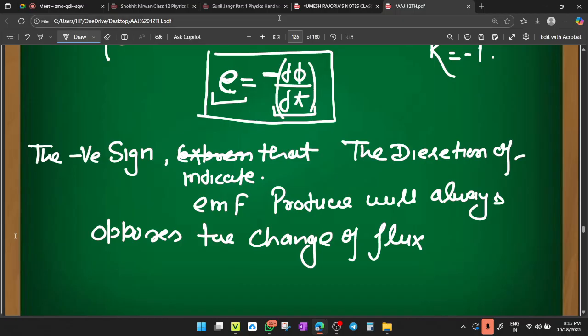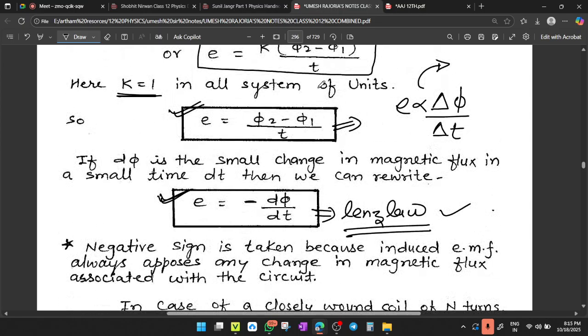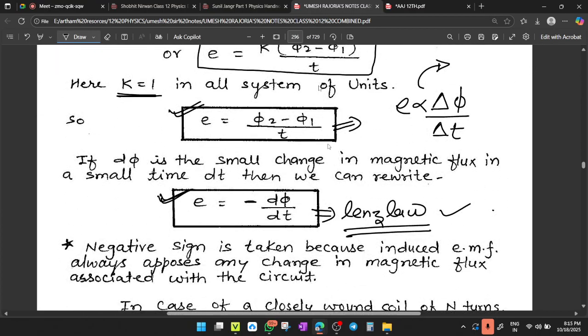Okay? So if d phi is the small change in the magnetic flux in a small time, then we can rewrite E equals minus d phi by dt. Yes, this minus sign came here because of Lenz's law. So this is after Lenz's law. This is not Faraday's law. This deduction is taken after Lenz's law. Faraday's experiment is only up to here, this one, positive d phi by dt. Clear?